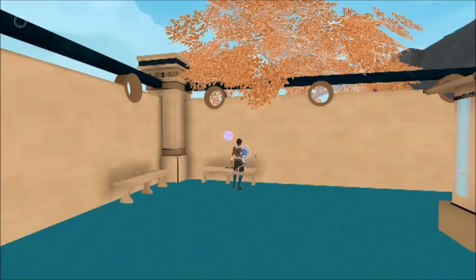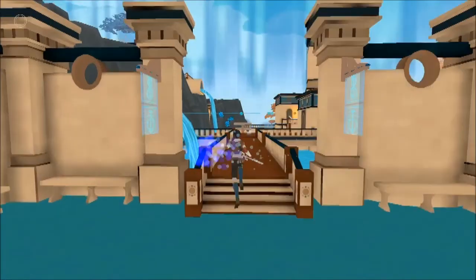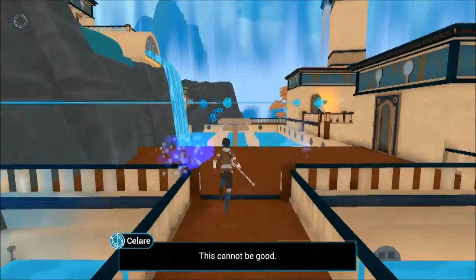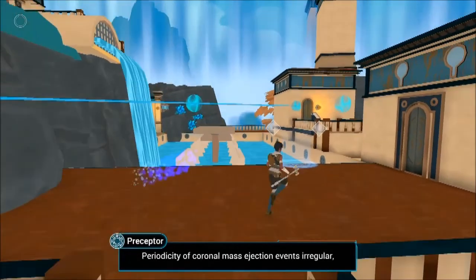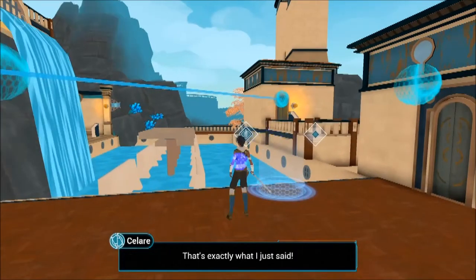So that must be where everyone is then. The solar flares are becoming more frequent. This cannot be good. Periodicity of coronal mass ejection events irregular, but mean interval decreasing. That's exactly what I just said.